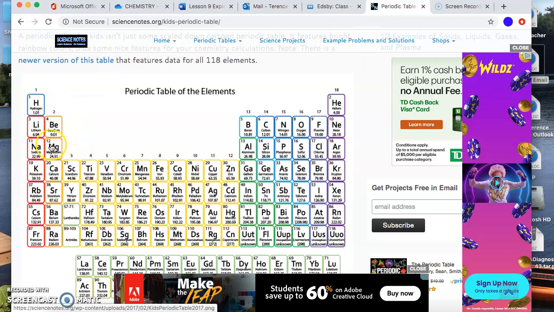Magnesium here has 12 protons, so it would have 12 electrons as well to balance out and give it an overall neutrality.